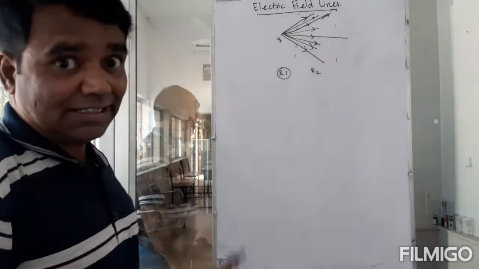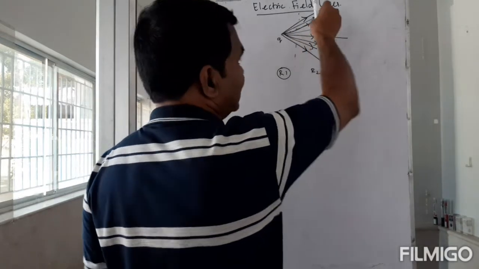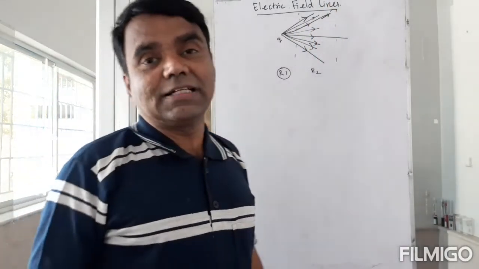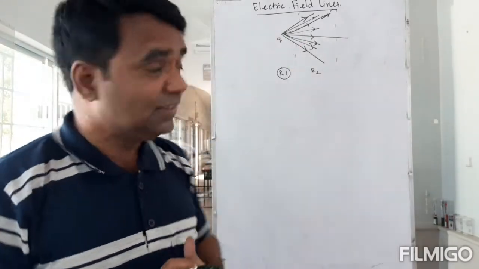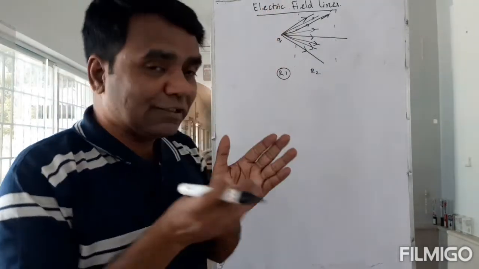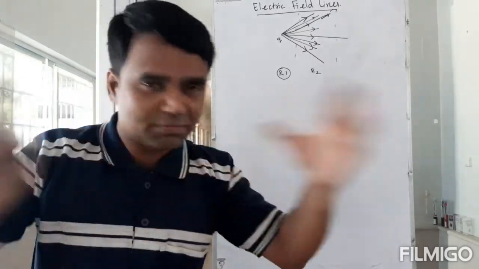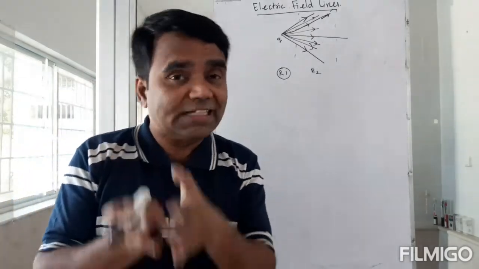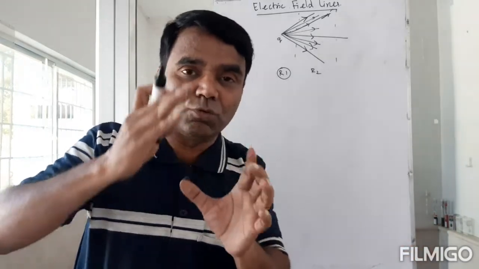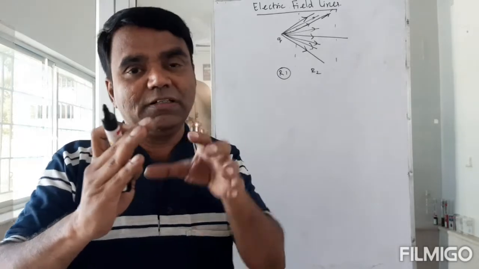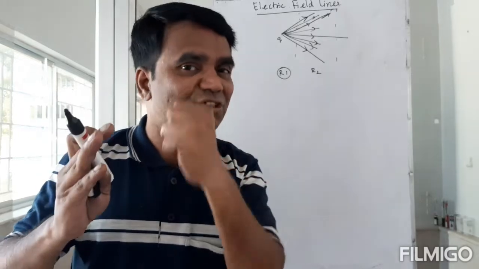Doesn't matter. In both cases, for the same length, I have more lines in this area than in this area. It's obvious, it's intuitively clear that the more condensed, the more crowded the lines are in a region, doesn't matter how many lines you draw. Whether you draw 5 lines or 50 lines or 100 lines, if the lines are more crowded in an area, then there the electric field is strong.